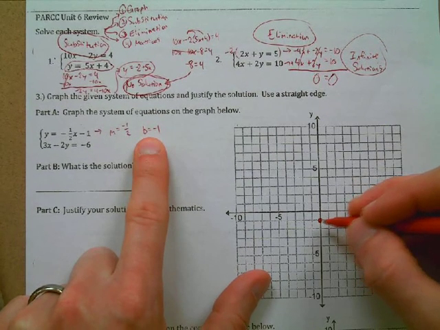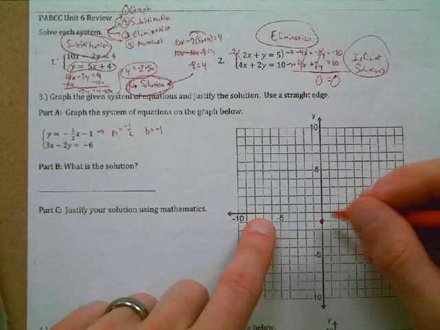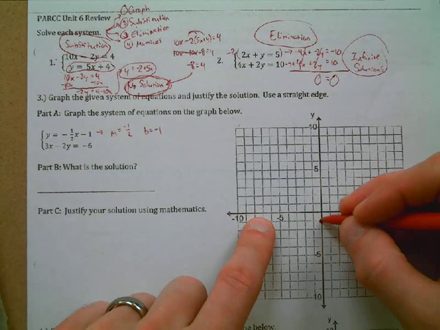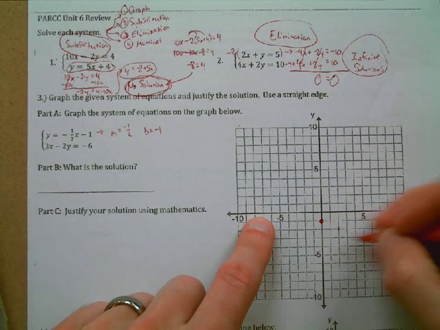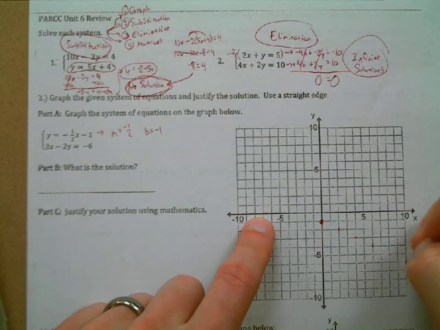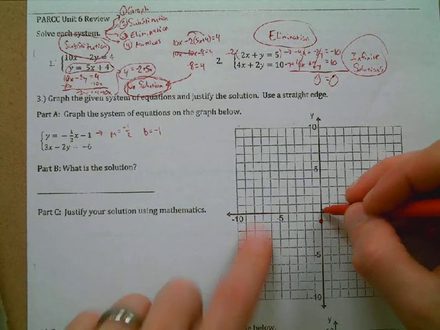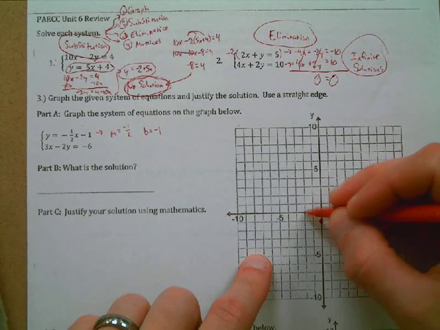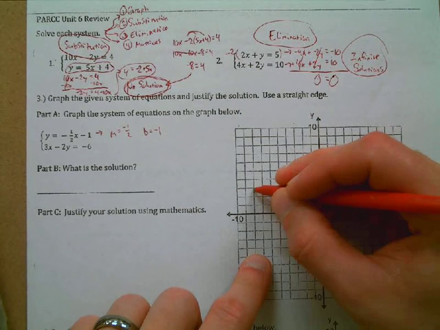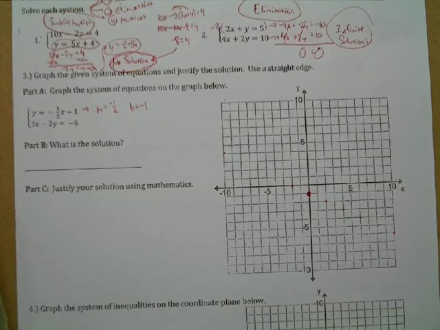And then what does my slope tell me to do from there? So we can go down 1, right 2. And I'll just keep going down 1, right 2, down 1, right 2, down 1, right 2. Or we can go up 1, left 2. Very good. Up 1, left 2, up 1, left 2, up 1, left 2. Okay, and so there's my line. I'll go ahead and connect these dots.